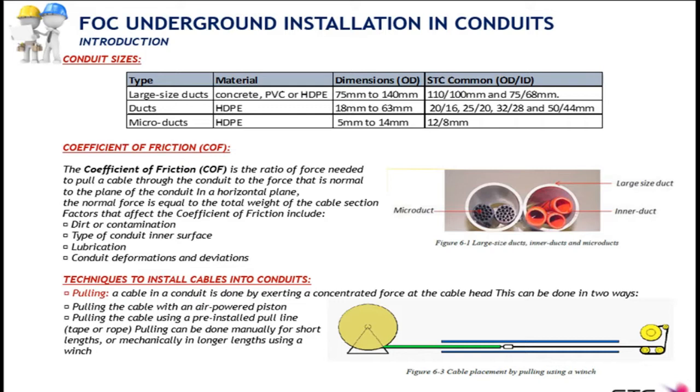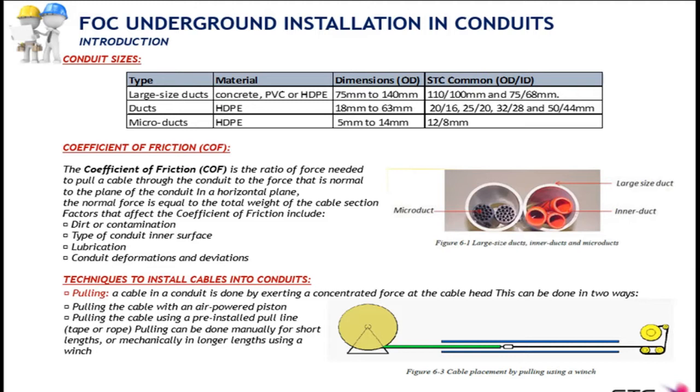Dirt or contamination in both ducts as well as cables. So it is very important that you keep both clean at all times and that you keep the ducts sealed. We will see that later on. So dirt or contamination is the first point. The second point, which decreases the coefficient of friction, is the type of inner surface. Manufacturers have engineered different inner surfaces in the duct that make it easier to install the cable.